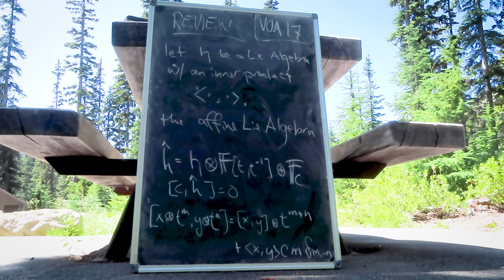The Lie bracket associated with the structure is as you'd expect, but also includes a central term proportional to the inner product of the two elements from H. Moreover, that central term has homogeneous degree 0 with respect to the natural Z grading from the algebra of Laurent polynomials. We call this resultant Lie algebra H hat.